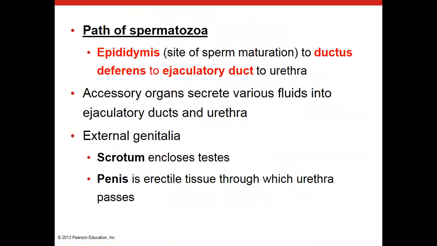And we will talk about the entire time the path of spermatozoa. So basically, from the epididymis, where the testis sends spermatozoa to mature, through the ductus deferens and ejaculatory duct to the urethra. So this is the path that spermatozoa take from where they're produced to where they're expelled from the body along the reproductive tract, basically.